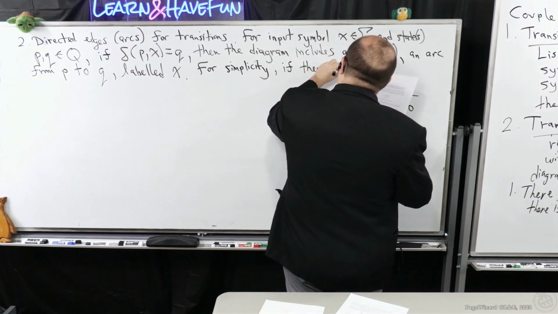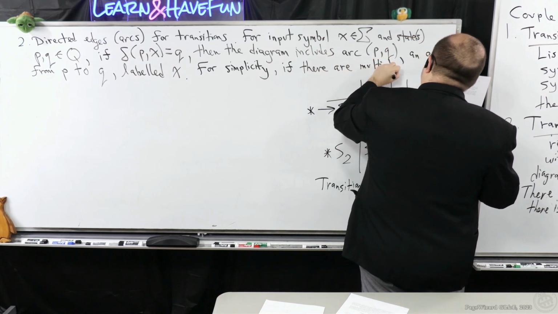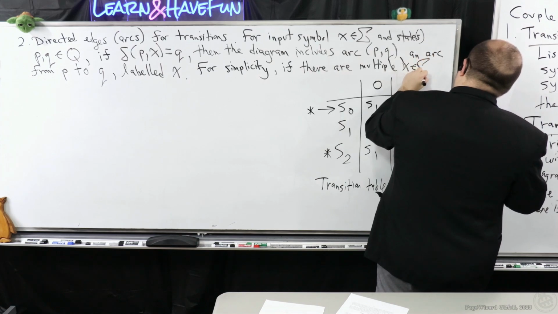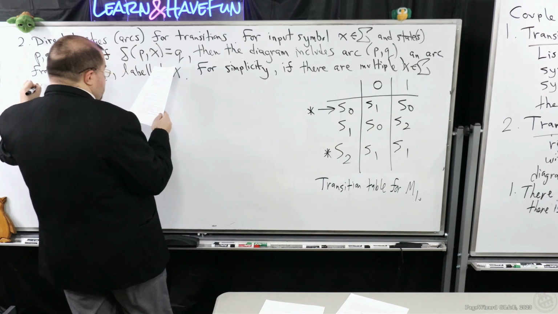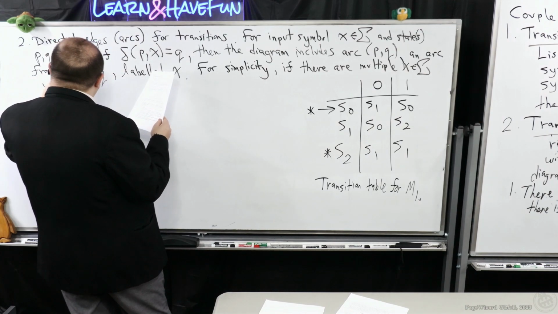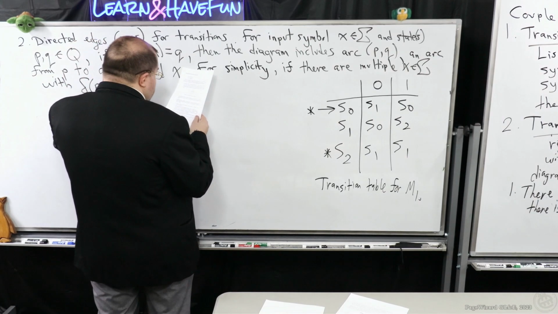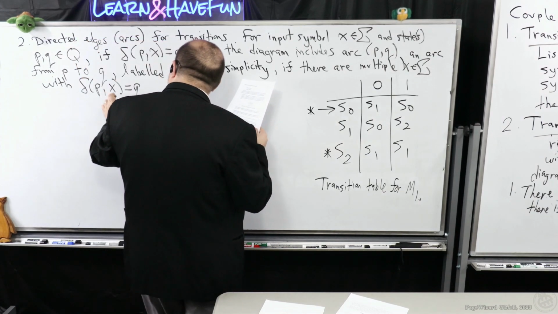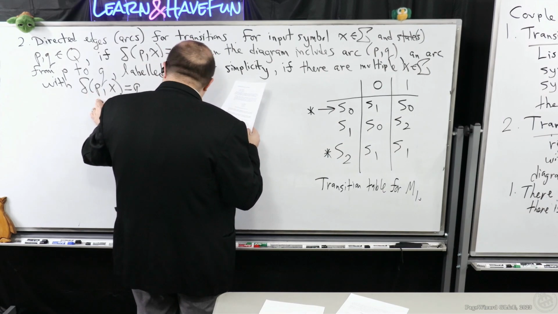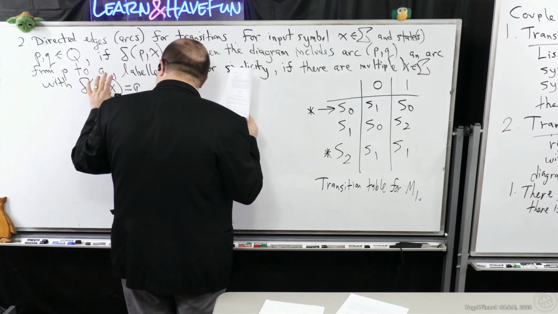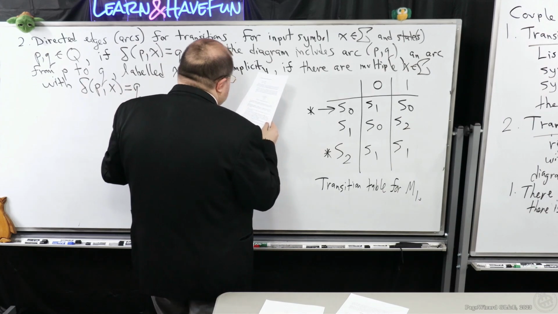if there are multiple input symbols X in the input symbols, where it goes from P to Q with delta of P, X equal to Q. This means I'm in state P. Sorry, I'm getting really excited here. I'm just flowing with this stuff. Go from state P, given X, I go to Q.